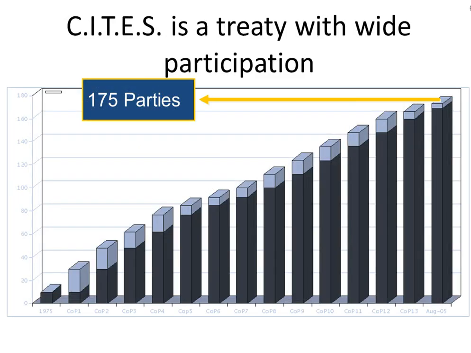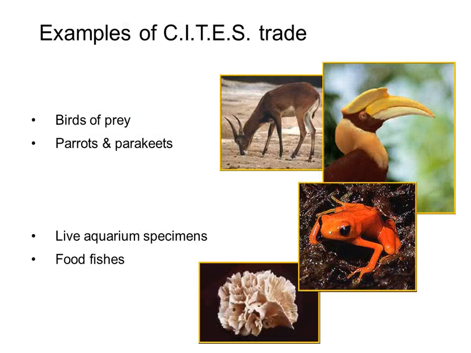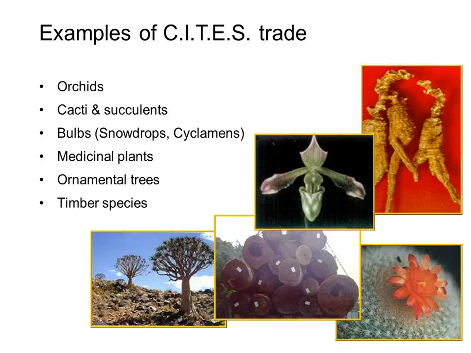CITES is a treaty with wide participation. 175 parties participate. Examples of CITES trade: birds of prey, parrots and parakeets, live aquarium specimens, and food fishes. Orchids, cacti and succulents, bulbs such as snowdrops and cyclamens, medicinal plants, ornamental trees, and timber species.